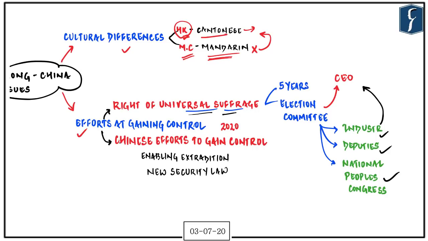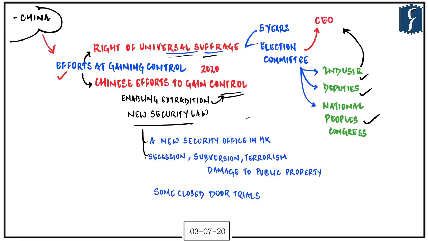Then another matter is the Chinese efforts to gain greater and greater control over Hong Kong. For example, last year, the Chinese government tried to enact a law in Hong Kong which would have enabled extradition of any Hong Kong citizen to mainland China for investigation, arrest, and any other purpose. And similarly, the article because of which we are having this discussion is about the new security law which has been recently passed and approved in China.